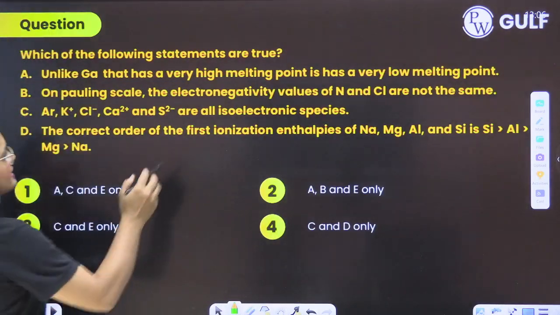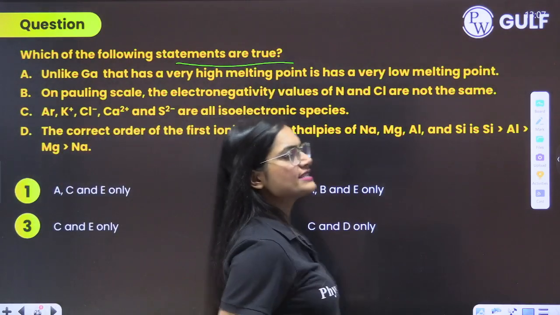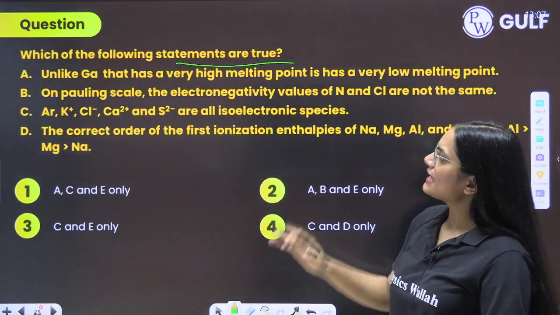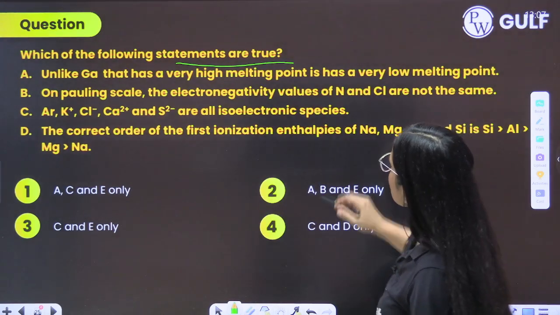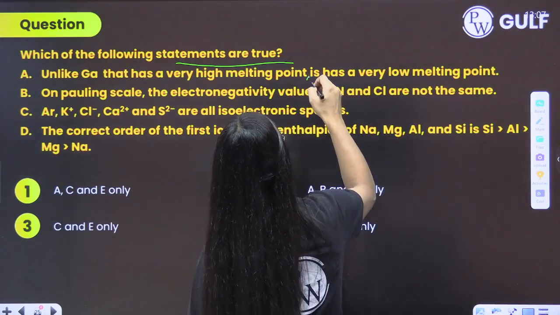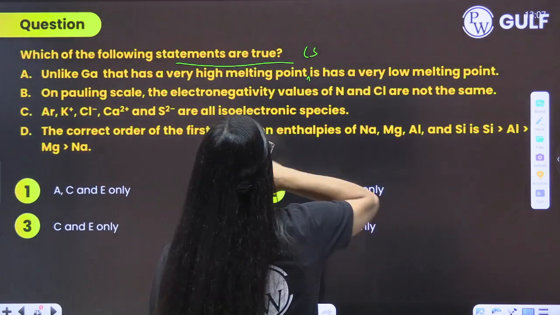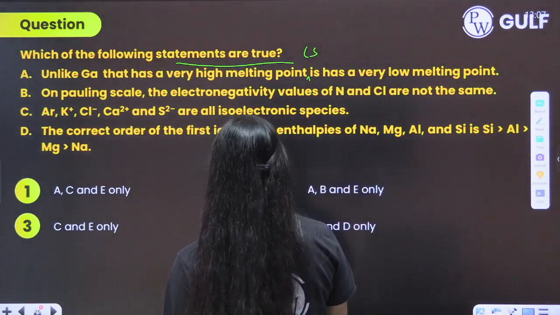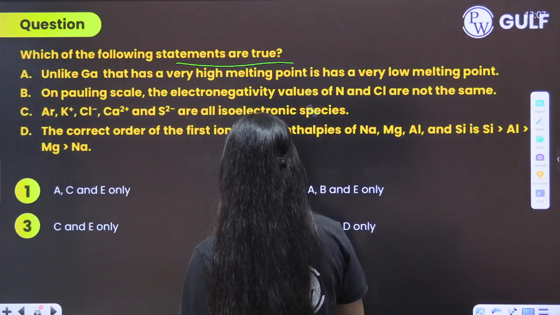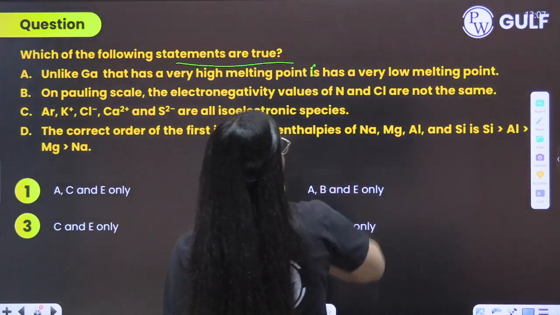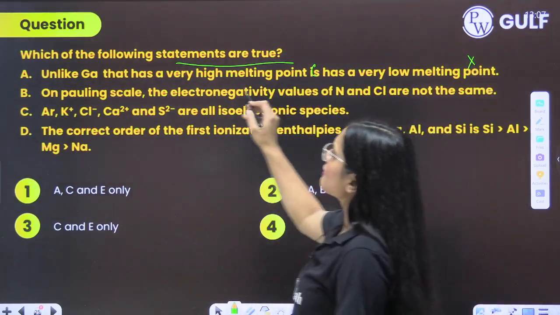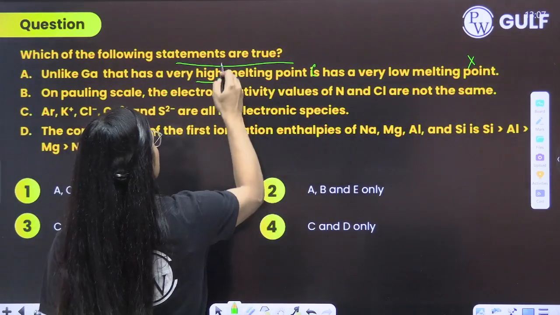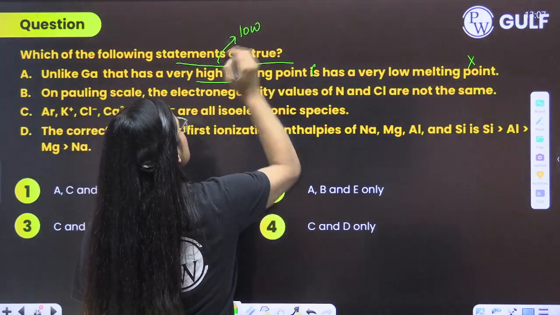Which of the following statements are true? Unlike gallium that has a very high melting point, cesium has a very low melting point. Here it will be cesium, guys. Cesium has a very low melting point. This statement is totally wrong because gallium has a low melting point. It is mentioned in NCERT as well.